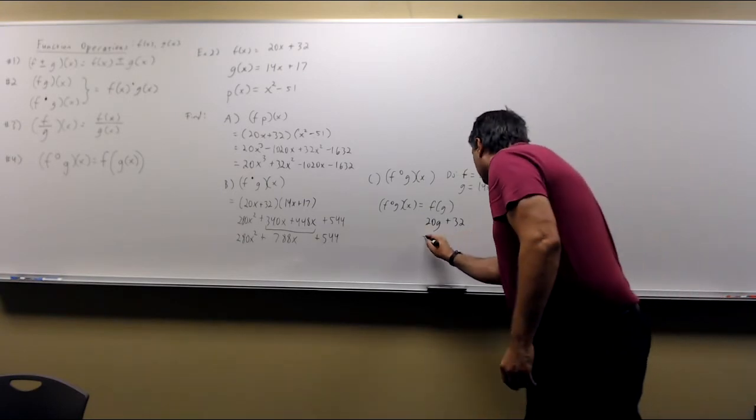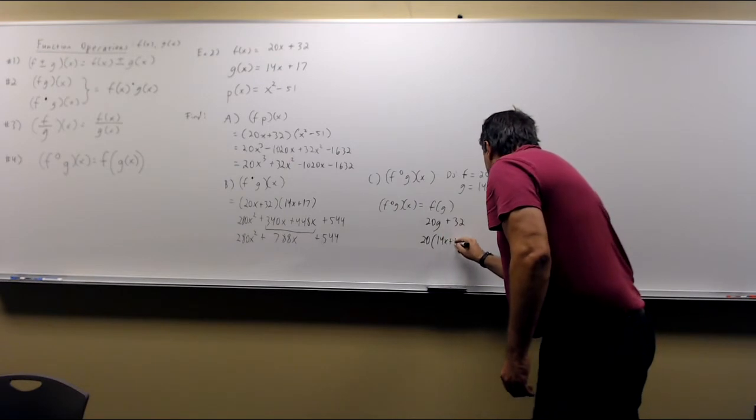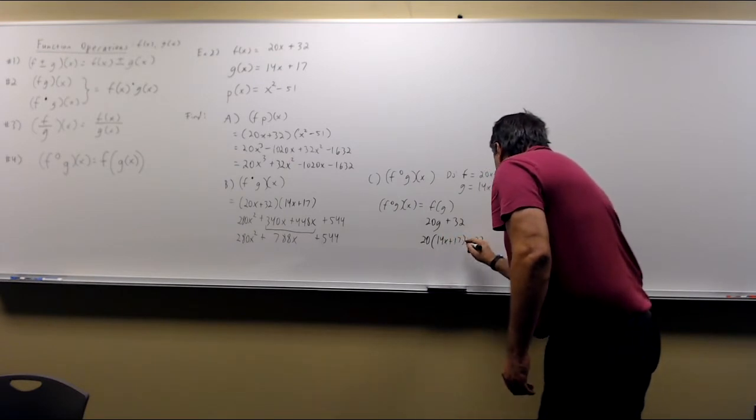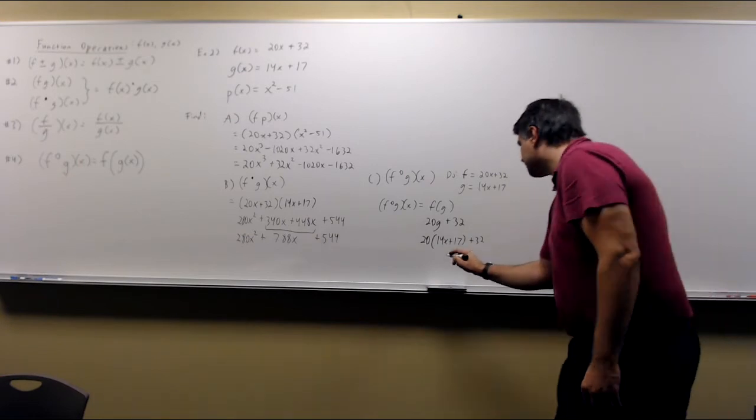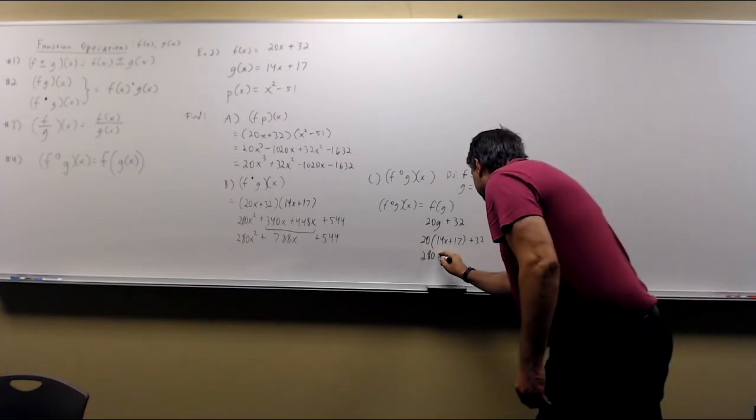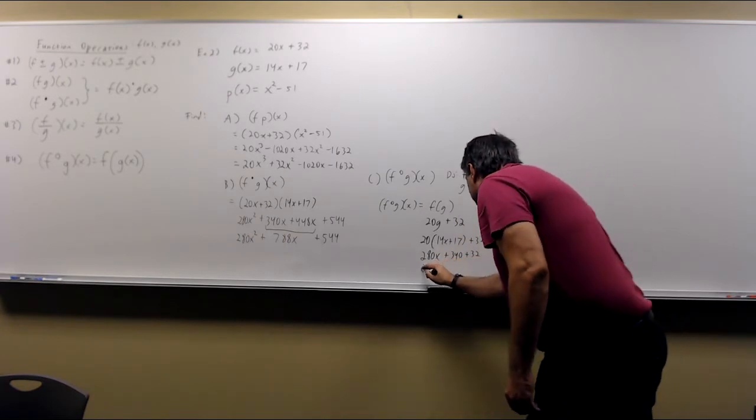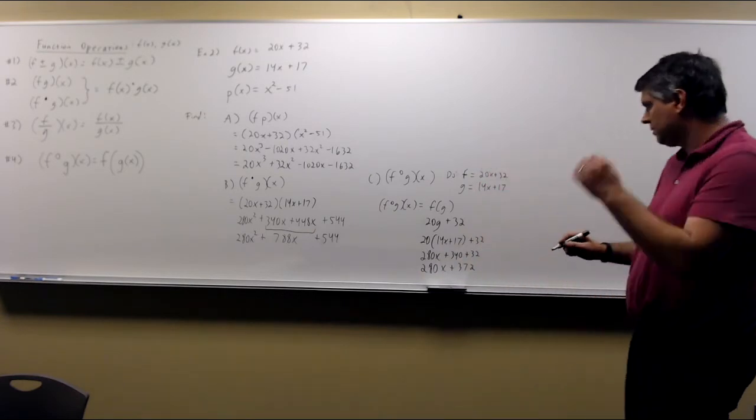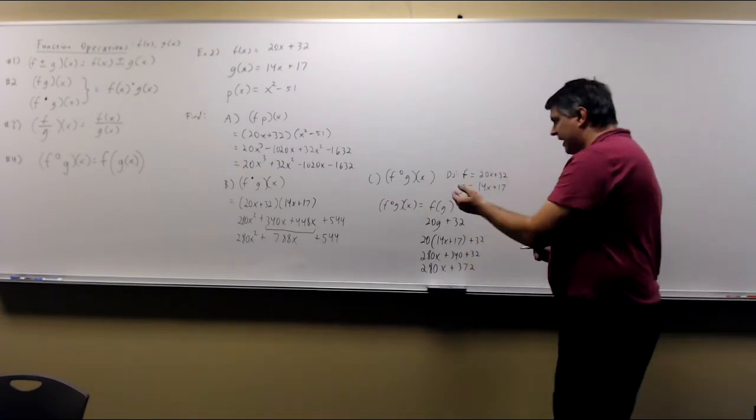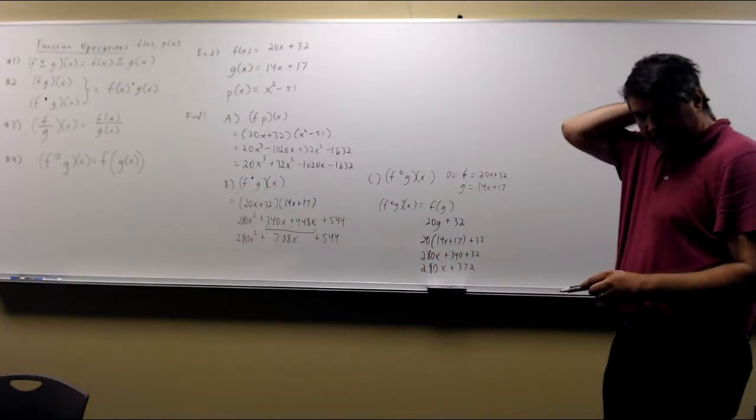So that's going to give me 20. G is 14x plus 17 plus 32. I apologize that my handwriting is not the best. So that's going to be 280x plus 340 plus 32, which gives me 280x plus 372. Okay, again, notice that f of g of x and f times g of x are two different things.